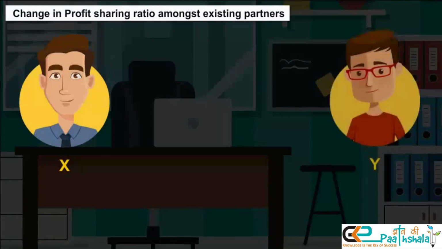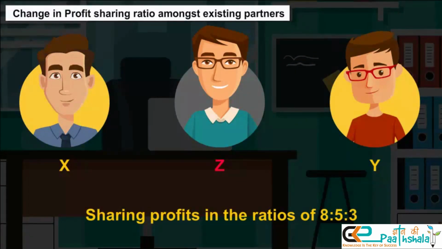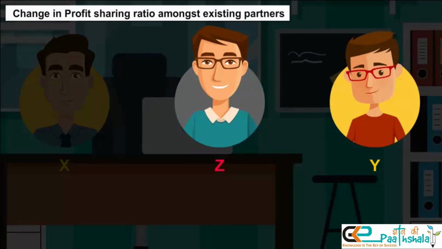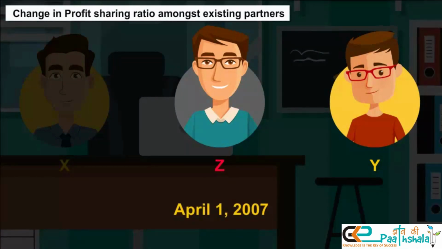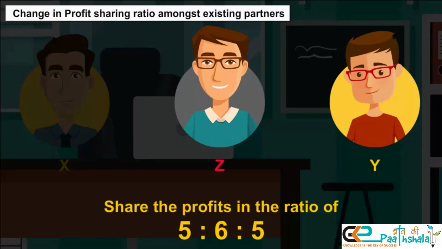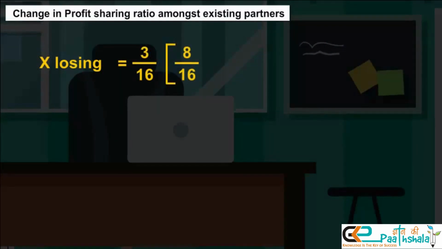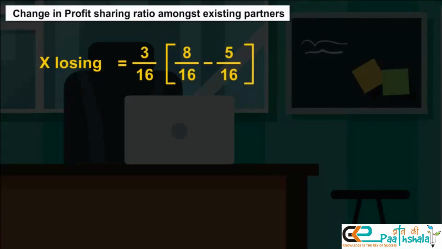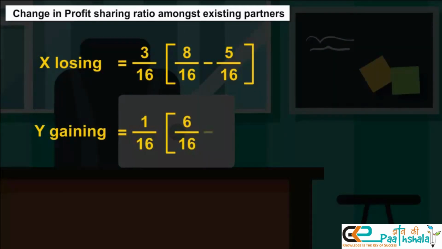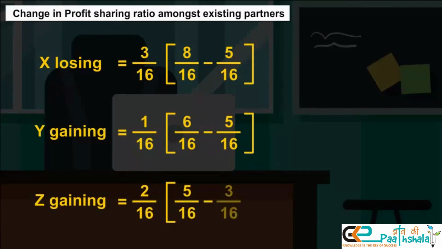For example, X, Y, and Z were partners in a firm sharing profits in the ratio of 8:5:3. It is felt that X will no more be able to actively participate in the affairs of the firm. Hence, with effect from April 1, 2007, they decided that in future they will share the profits in the ratio of 5:6:5. This results in X losing 3/16, that is 8/16 minus 5/16 share in profits, while Y and Z gain 1/16, that is 6/16 minus 5/16, and 2/16, that is 5/16 minus 3/16.